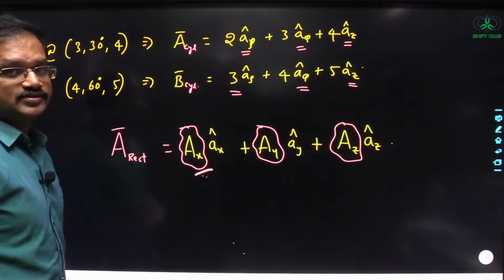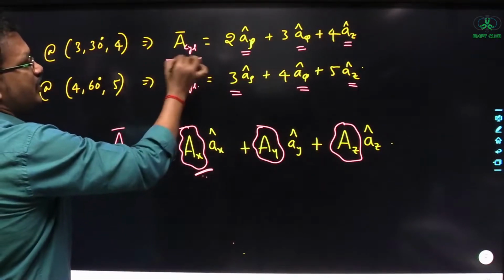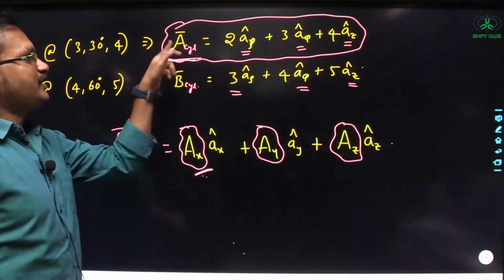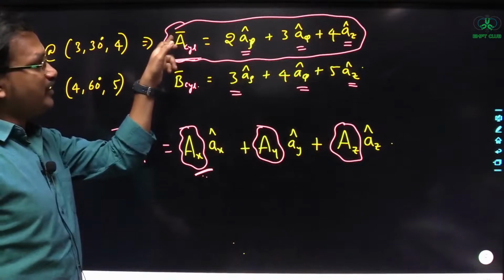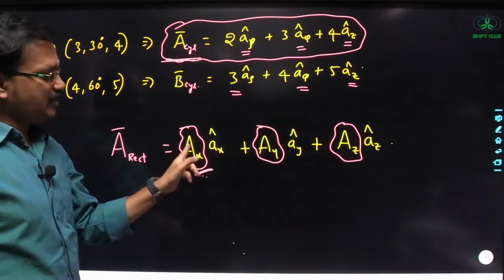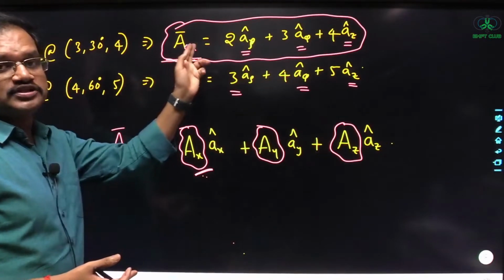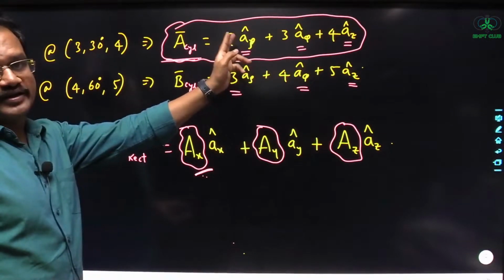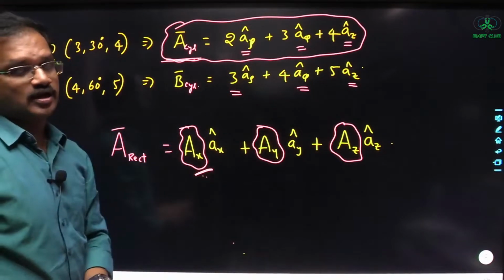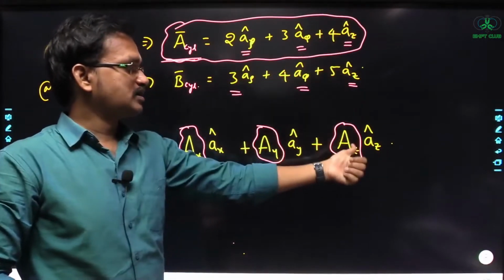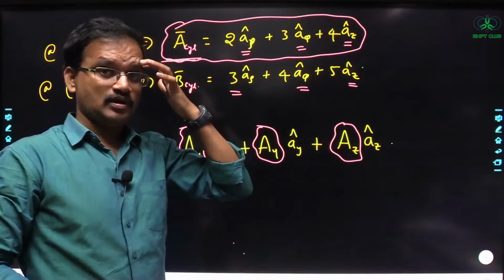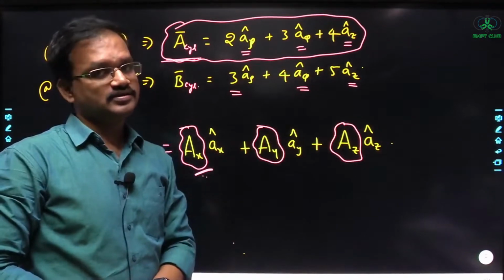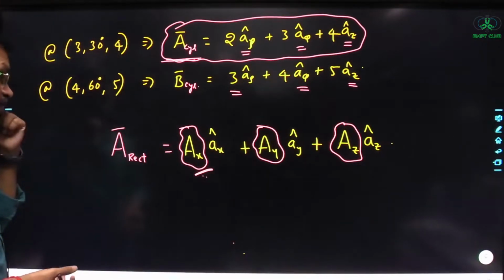Take this vector a bar and try to determine its component along the x direction, then you get the x component. Take this vector and determine its y component, then you get a y. Take this vector and determine its z component, then you get a z. Here the z component in cylindrical and rectangular are the same. The z component will remain the same.